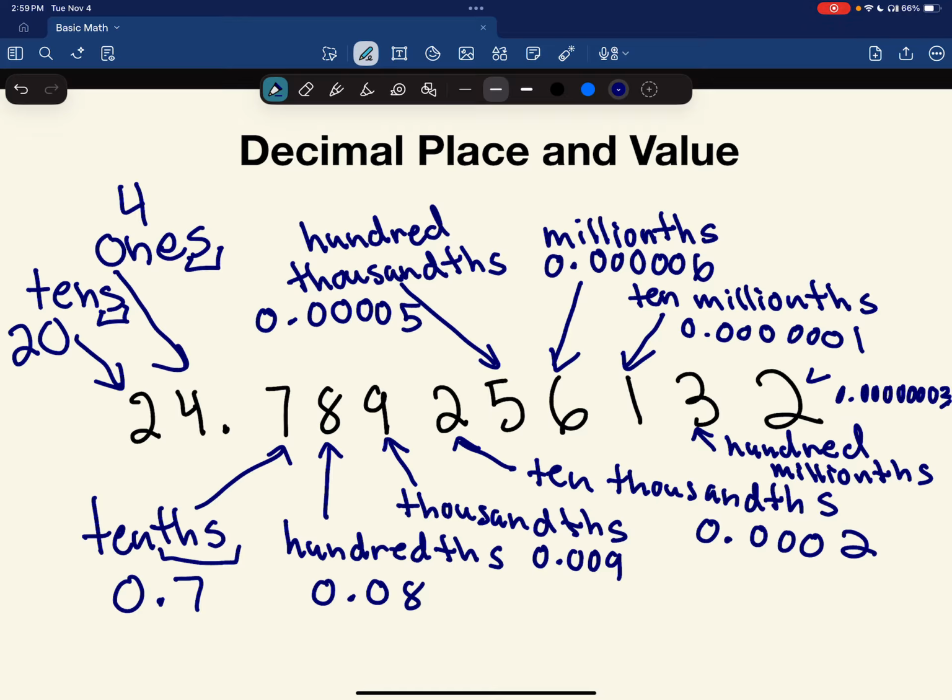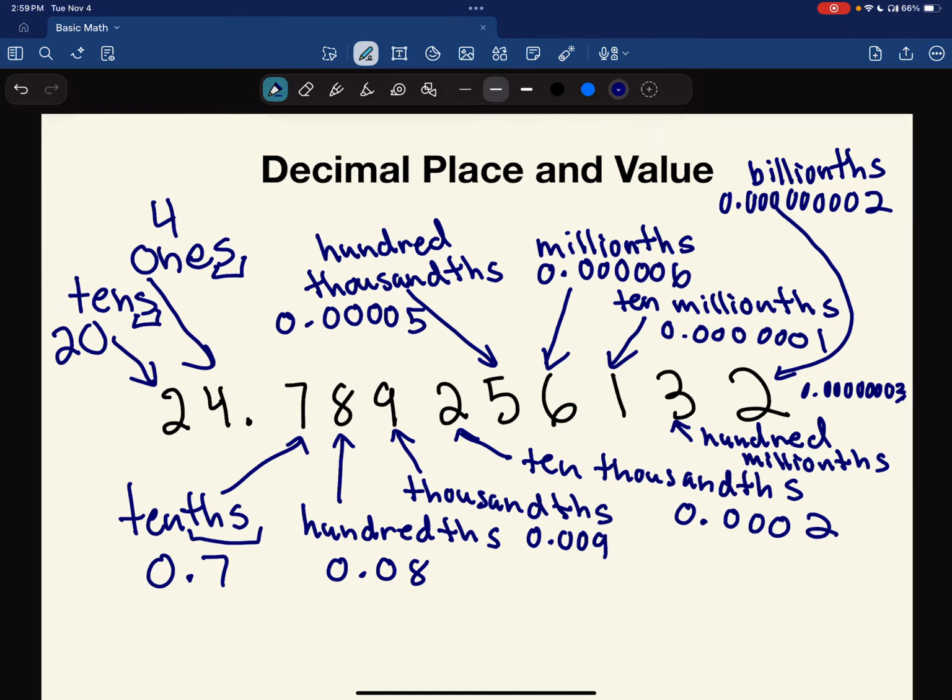And lastly, we have 2. This is in the billionths place. And this has a value of 0.00000002. So you should have 8 zeros between the decimal point and the 2. Or you could read this as 2 billionths. All right, so now let's do some practice problems.